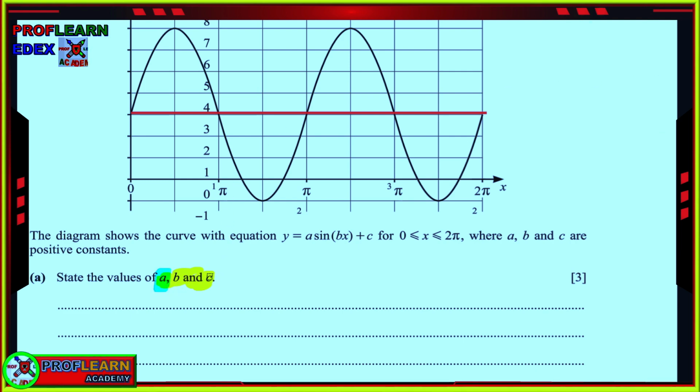So we are talking of the values. You can see this value here represents the amplitude, and this one here indicates the number of complete cycles.